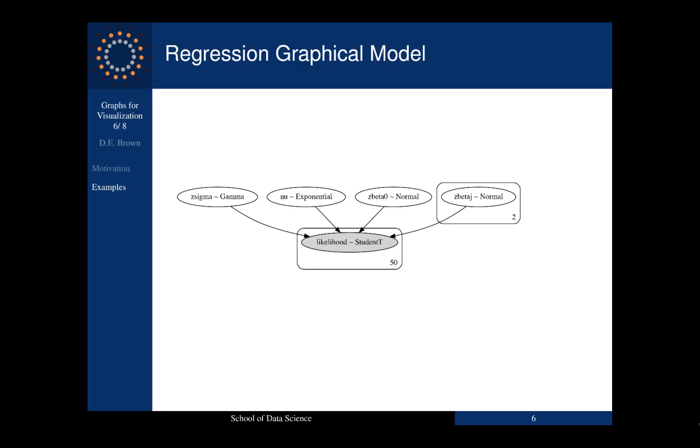So GraphViz is convenient. It's something you can use in your Jupyter notebooks, but it does have its issues in that it leaves things out and it's not as complete as we'd like.